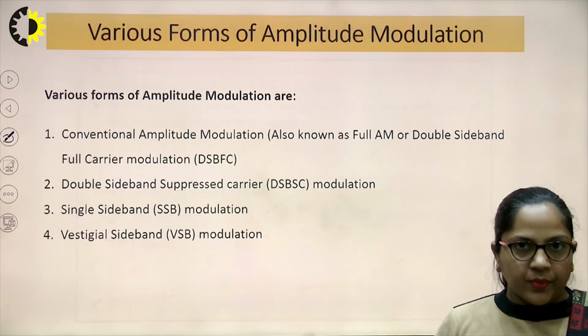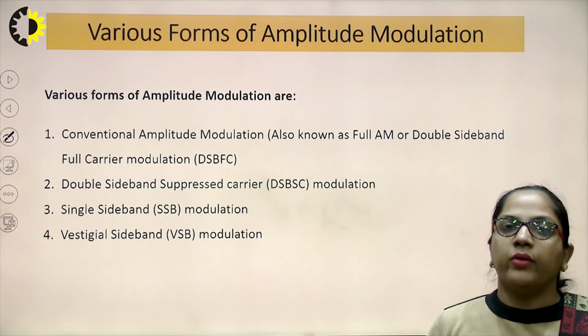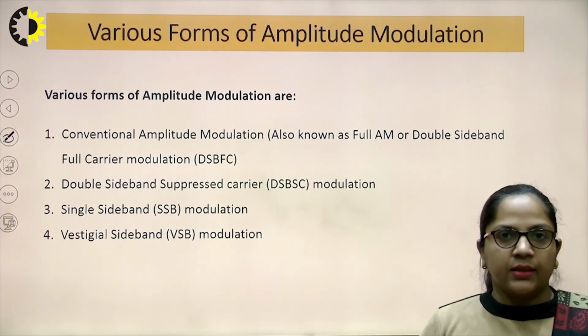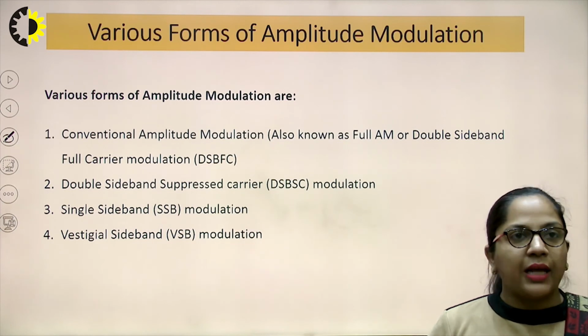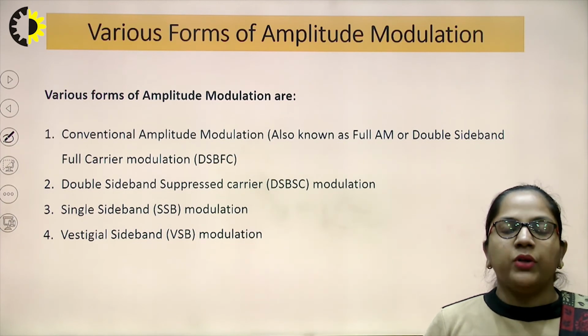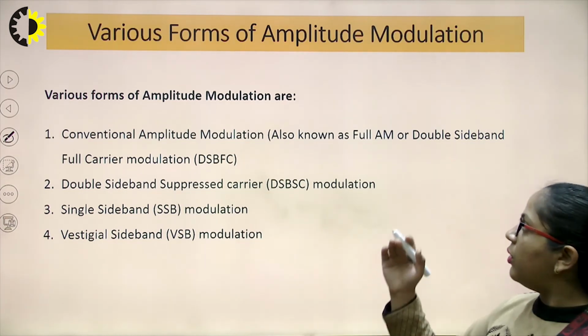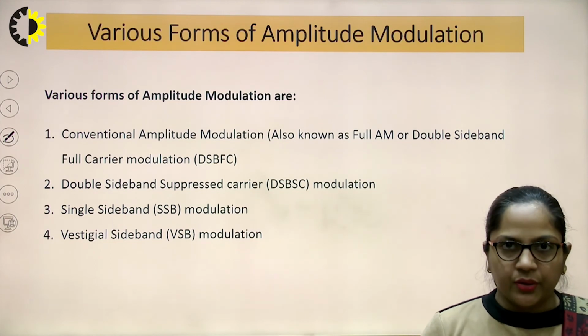Next, this amplitude modulation we can also categorize into four different types. The first one is known as conventional amplitude modulation, or we also call it full amplitude modulation, or it is also known as double sideband full carrier modulation.